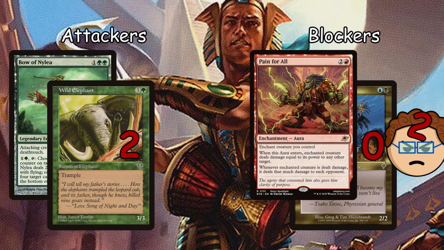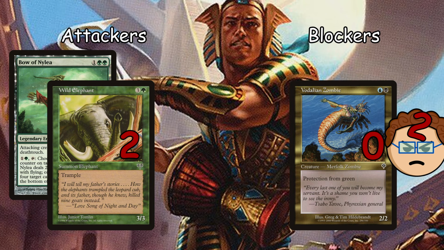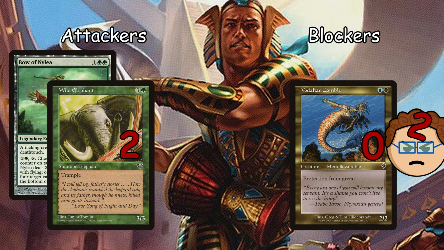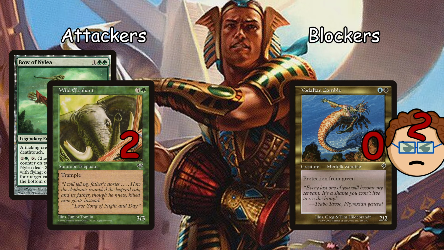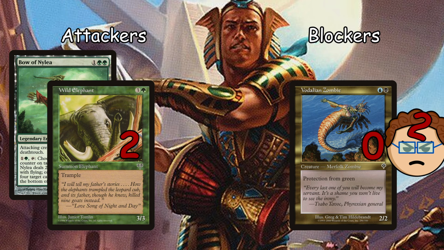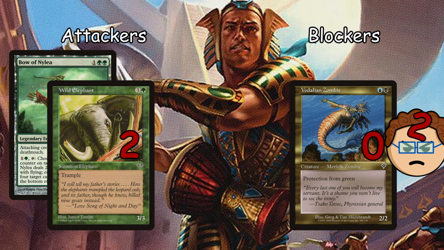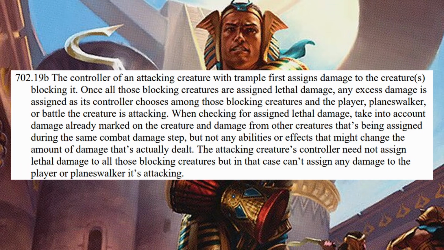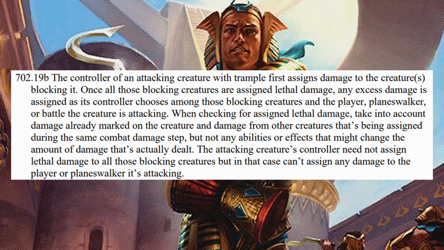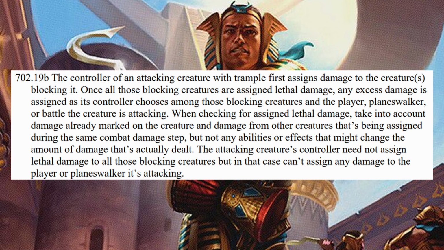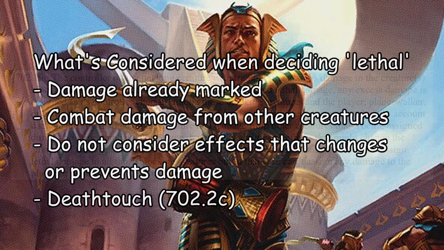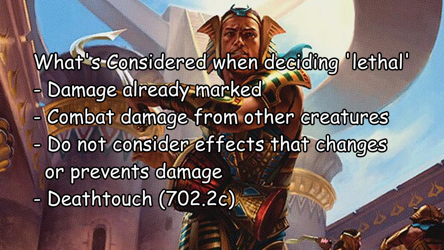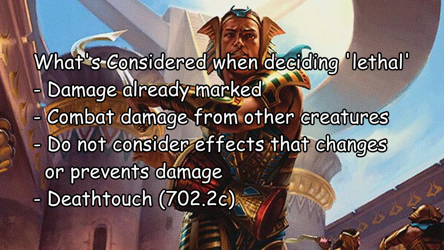You might be thinking, if protection prevents any damage, then surely 2 damage isn't considered lethal damage, so no damage would be trampled over. Well, the game doesn't see it like that. The rule 702.19b states what the game is considering when deciding what lethal damage is. See, in this list, it doesn't consider effects that modify or prevent damage anywhere.